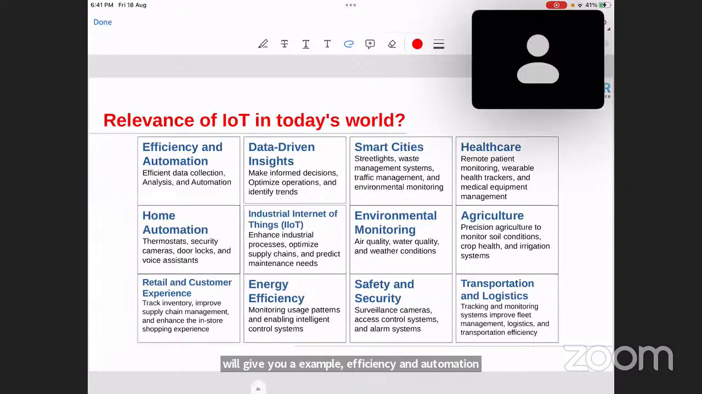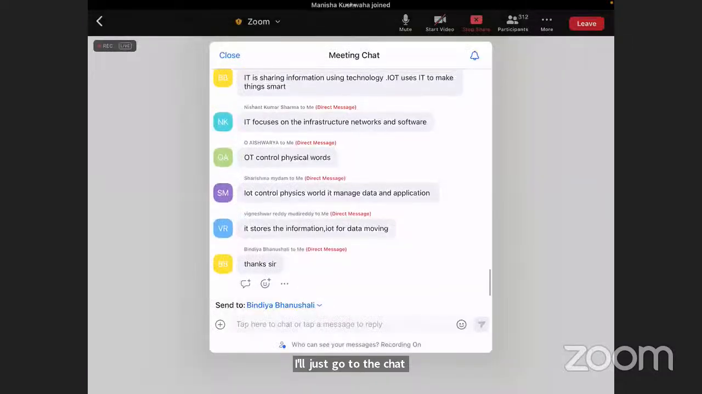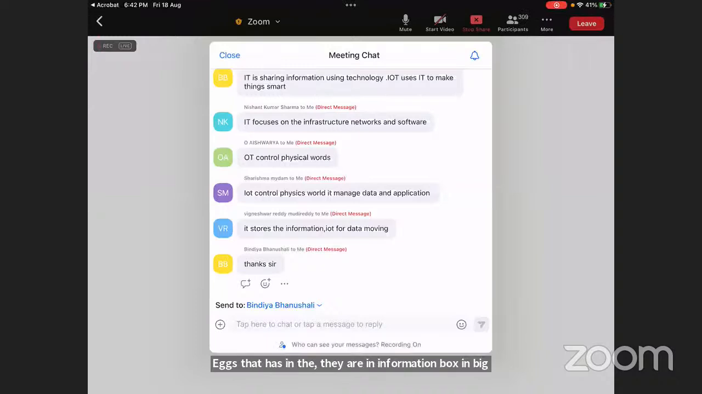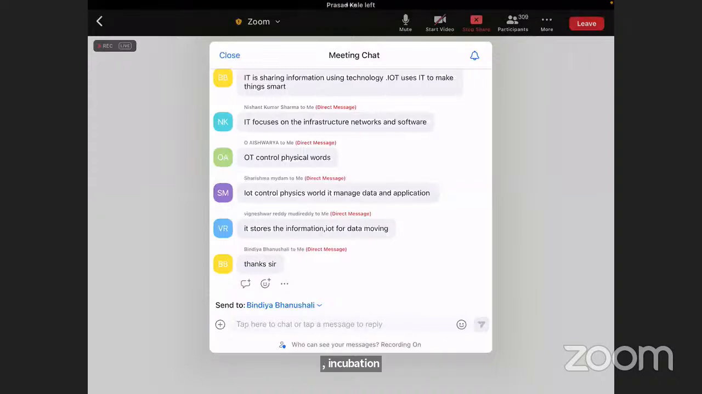We were working in a poultry hatchery. A hatchery is somewhere you put eggs and you get chicks at the end. They are big incubation boxes. I'll just go to the chat part, so if somebody is saying something, I can see. You understood what a hatchery is, right? Eggs are hatched in the hatchery, in big incubation boxes where temperature and humidity are controlled so that the egg hatches.